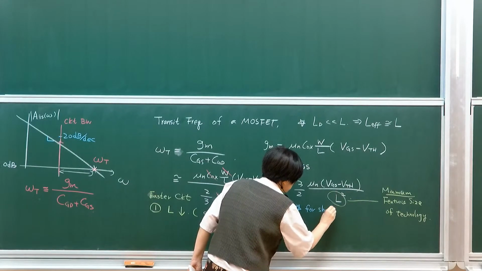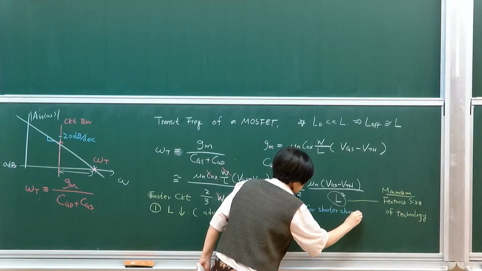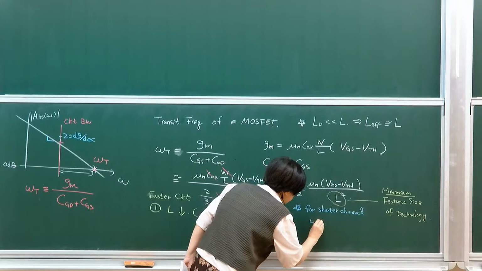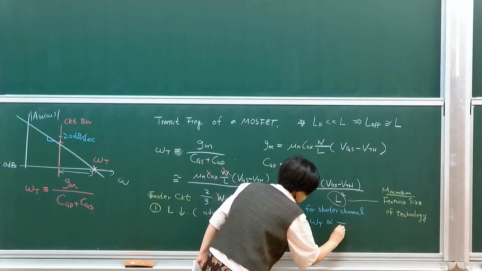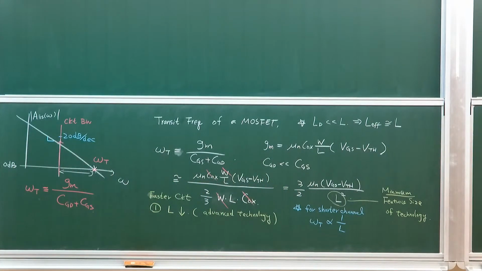For shorter channel devices, your omega T will be proportional to 1 over L instead of 1 over L squared, meaning that if you look at this, you should get a 9 times increase, but in the real case, you probably only get it 4 times.